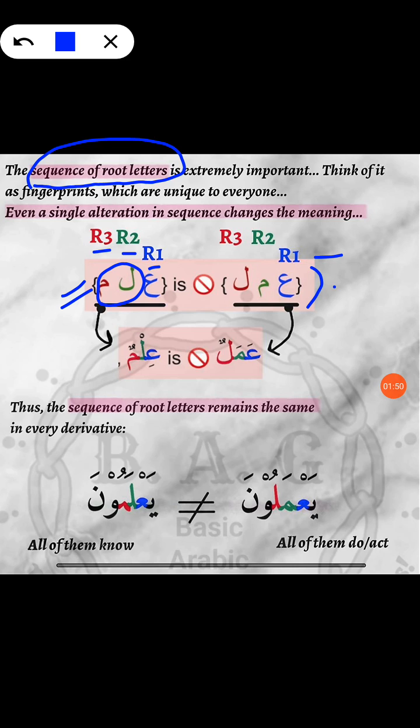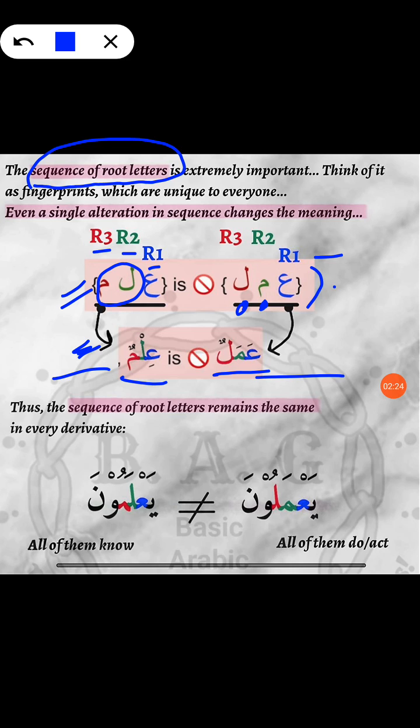So instead of lam being the second root letter, I made mim second root letter, and then I made lam as third root letter. So the resultant word that I got from this set is amalun, and the resultant word that I got from this set is ilmun. Now you all know ilmun is not equal to amalun, of course. Alright, so ilmun is knowledge, amalun is act or deed. Okay, so of course you can now see that sequence of the root letters is really important.